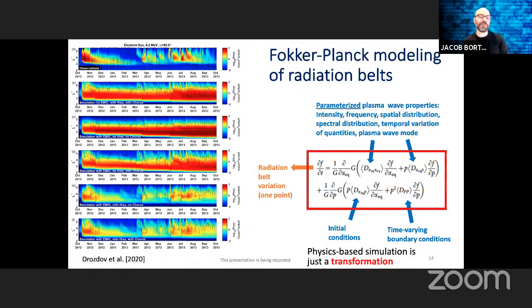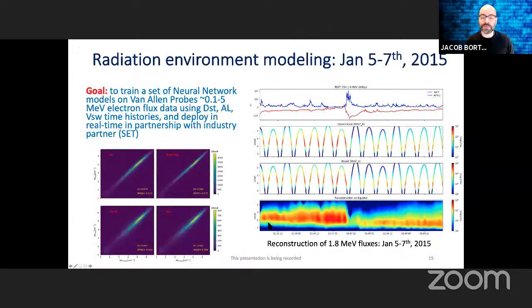That's kind of like how we do radiation belt science. But what if we start from this parameterization and we say, how about we just take all these inputs and we learn the transformation, see the radiation belt variation? So that's exactly what we've done.